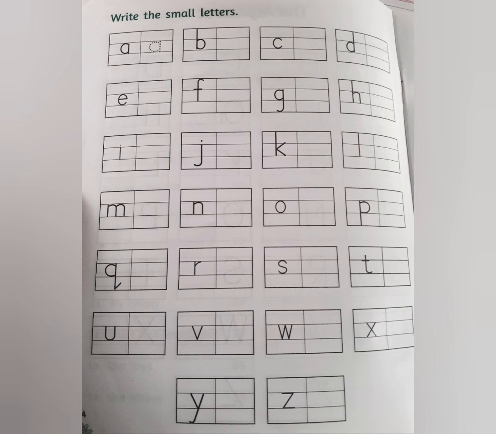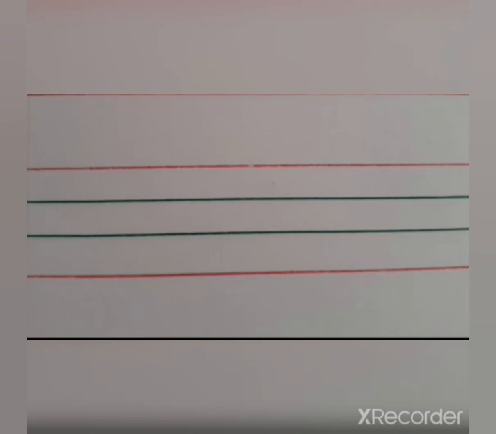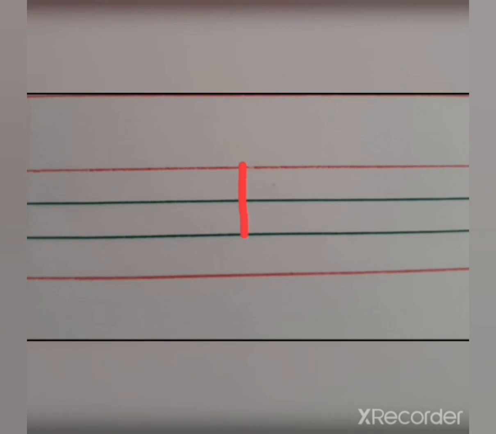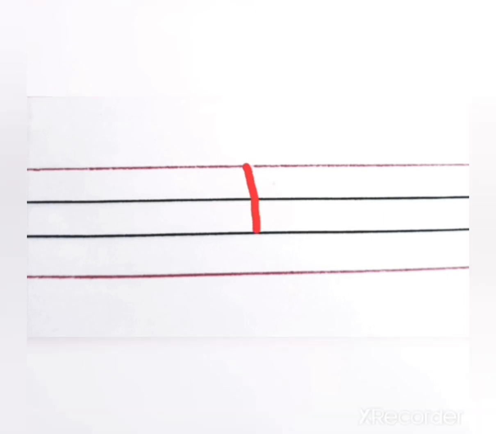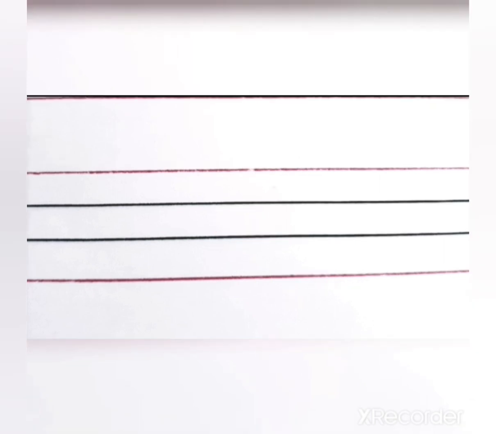Children, let's start writing. This is A. Now, write B, C, D, E, F.